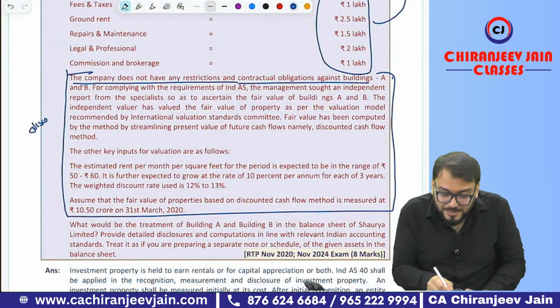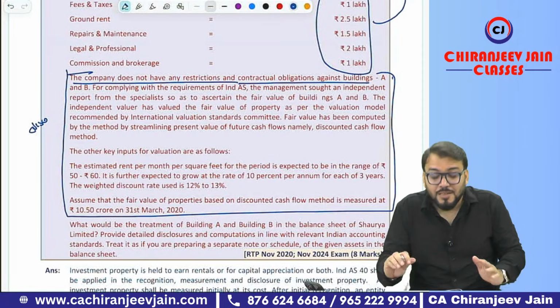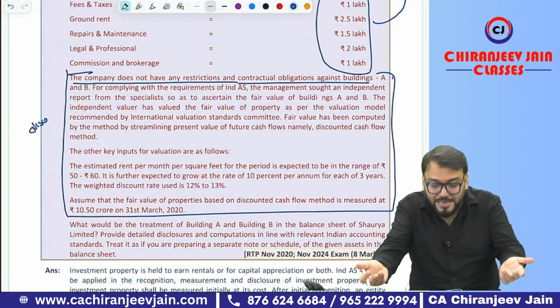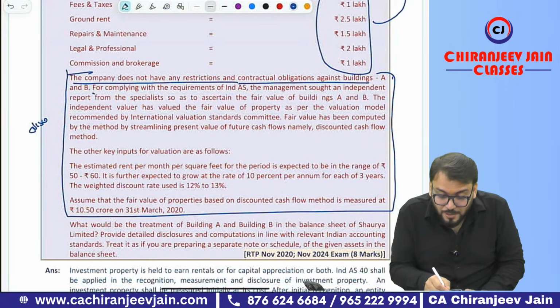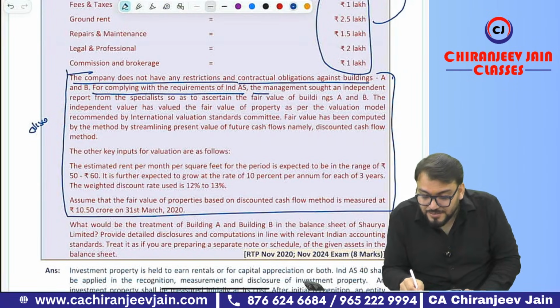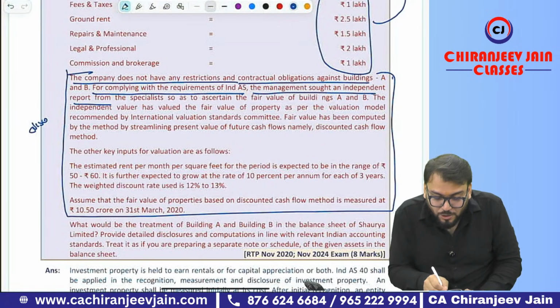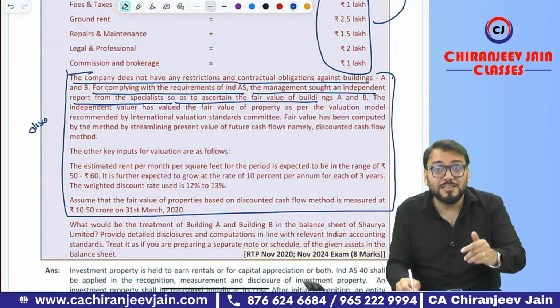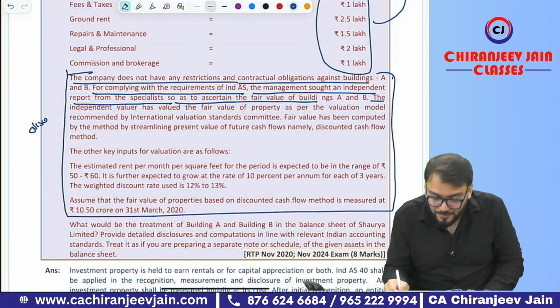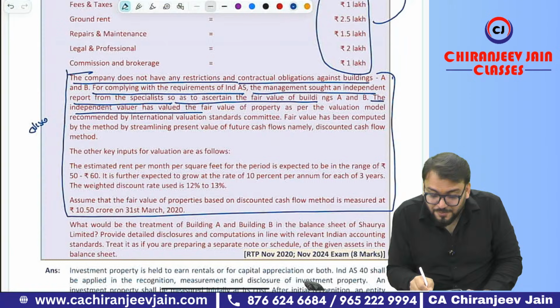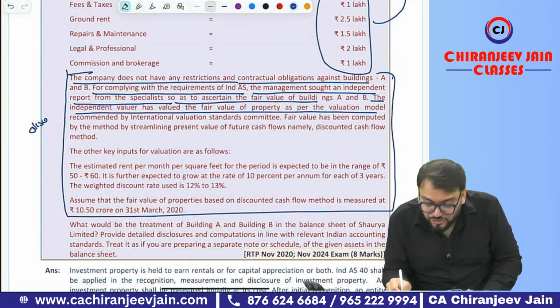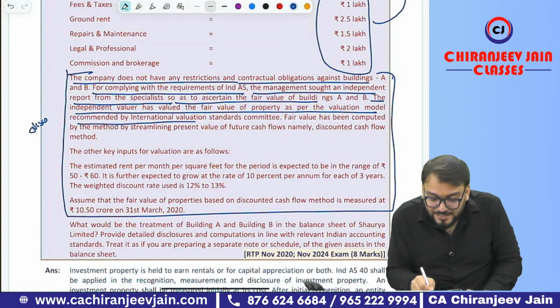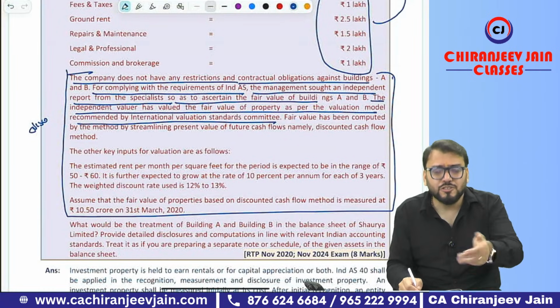Point by point means what? The company does not have any restriction and contractual obligation against building A and building B. This is the first disclosure. For complying with the requirement of Ind AS, the management sought an independent report from a specialist to assess the fair value of the building. So fair value has been measured by an independent valuer, as per the valuation model recommended by the International Valuation Standard Committee. So this also you disclose.